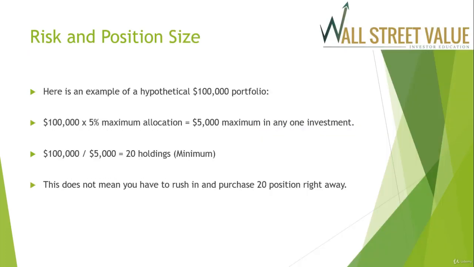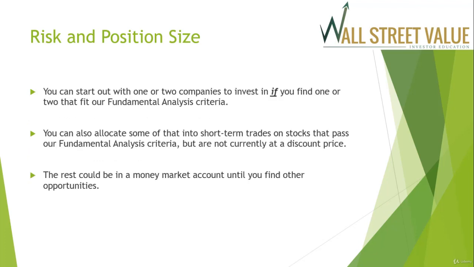Here's an example of a hypothetical $100,000 portfolio. 100 grand, and we're going to put 5% max into any one position. That means in this example, we could put $5,000 into any one investment. So we can have 20 holdings in our portfolio minimum. Doesn't mean we have to rush in and purchase 20 positions right away. We can start out with one or two companies to invest in if, and only if, you find one or two that fit the fundamental analysis criteria.